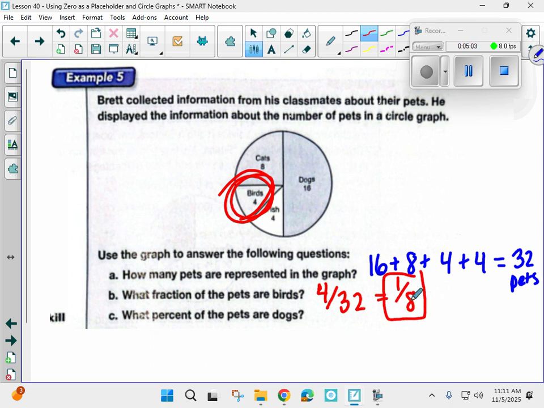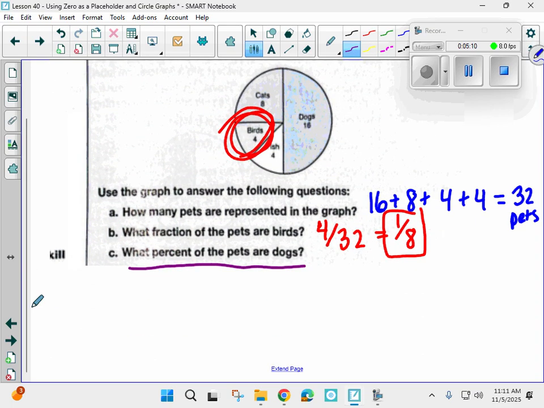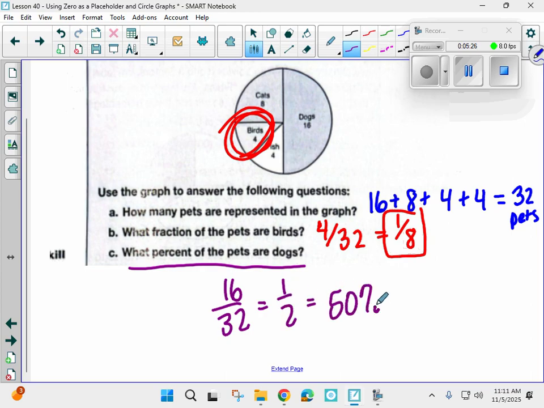All right, and then we have what percent of the pets are dogs. Let's start with the fraction, okay? So don't do this in your head because I know a lot of you can. But start with the fraction. Piper, what's the fraction? I like it. 16 over 32, which reduces, Gavin, to what? 1/2, which is 50% of the circle. Okay? All right, 1/2 is always 50%.